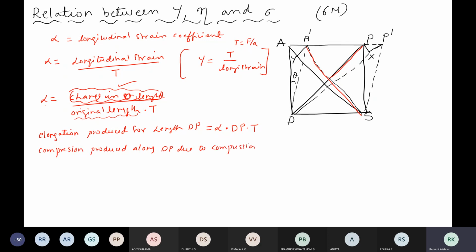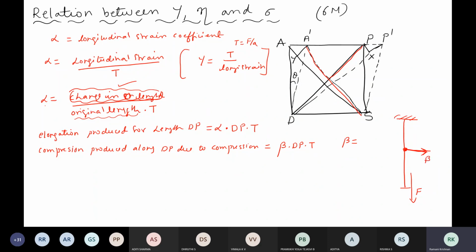Due to compression, I can write compression is equal to beta dot dp dot t, because beta is what we saw yesterday: the lateral strain coefficient, acting perpendicular. Do you remember this diagram? I have drawn one wire here. If this force is trying to increase the length of the wire, there is another change happening perpendicular to this force. This is called lateral compression. If elongation is happening here, compression is happening here, so that is beta.